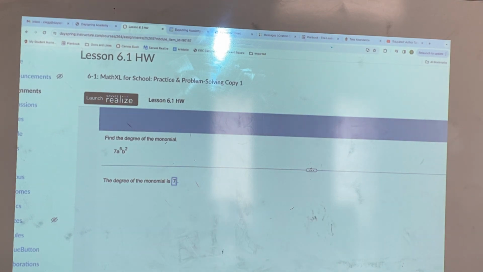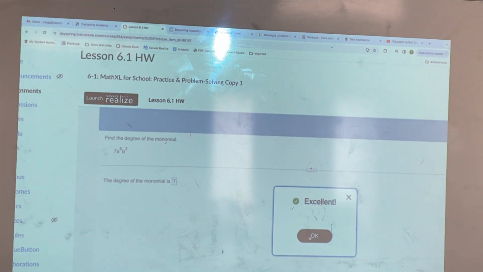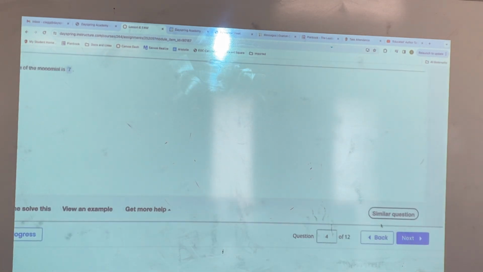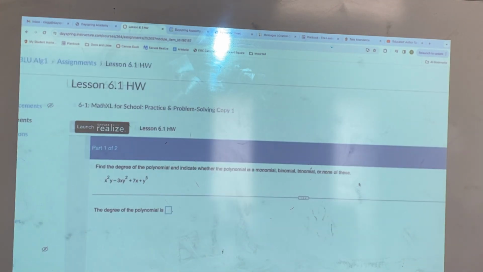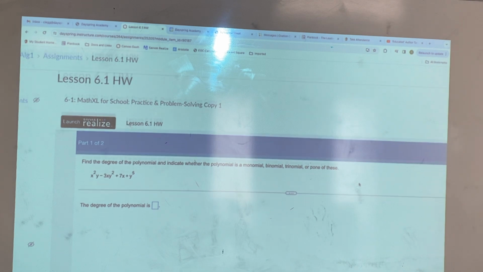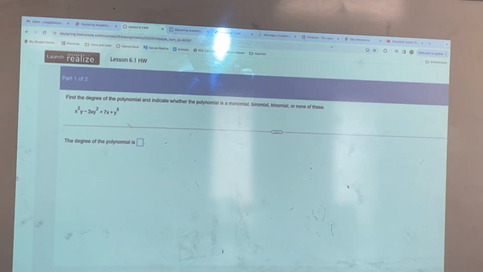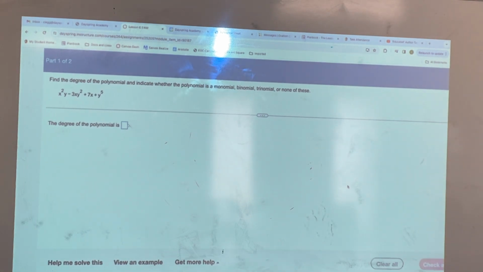Please raise your hand if you need help with your specific question, if it's different from mine and you're getting a little bit confused. I know it's kind of hard to look at one problem and then do another problem at the same time. If you need me to pause for a second so you can catch up, let me know.